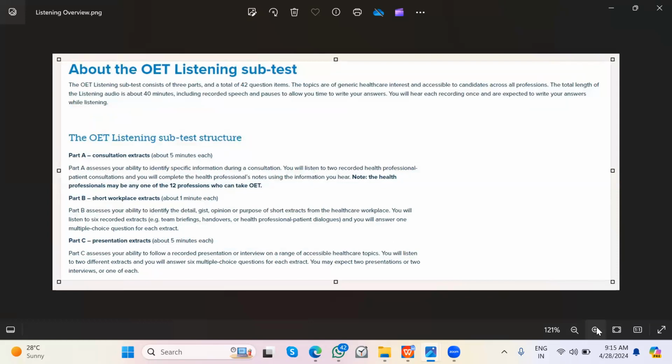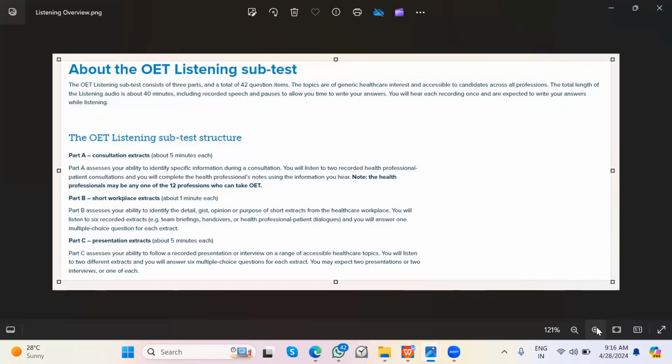Yeah, please go on. Okay, accessible to candidates across all professions. The total length of the listening audio is about 40 minutes, including recorded speech and pauses to allow you time to write your answers. You will hear each recording once and are expected to write your answers while listening.